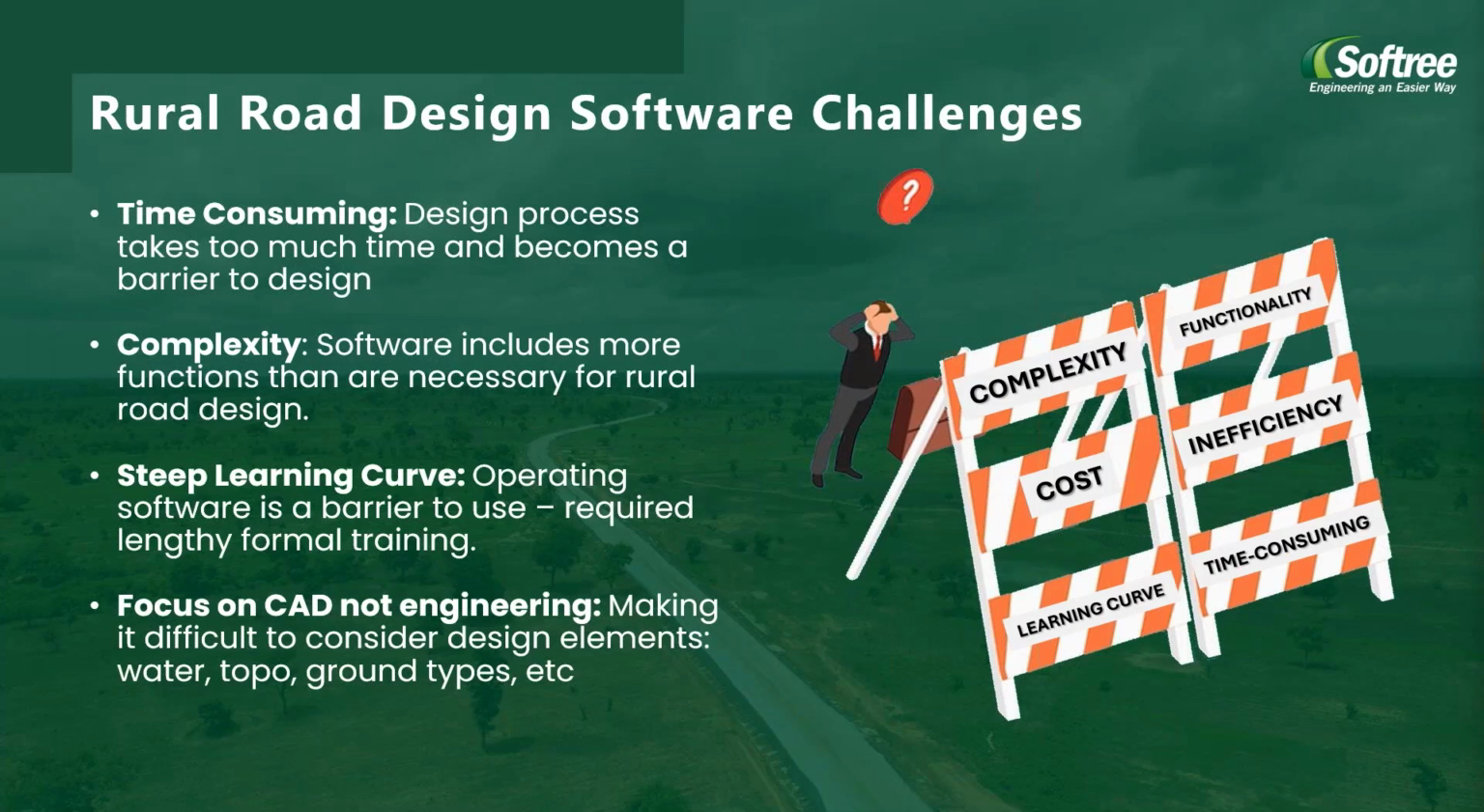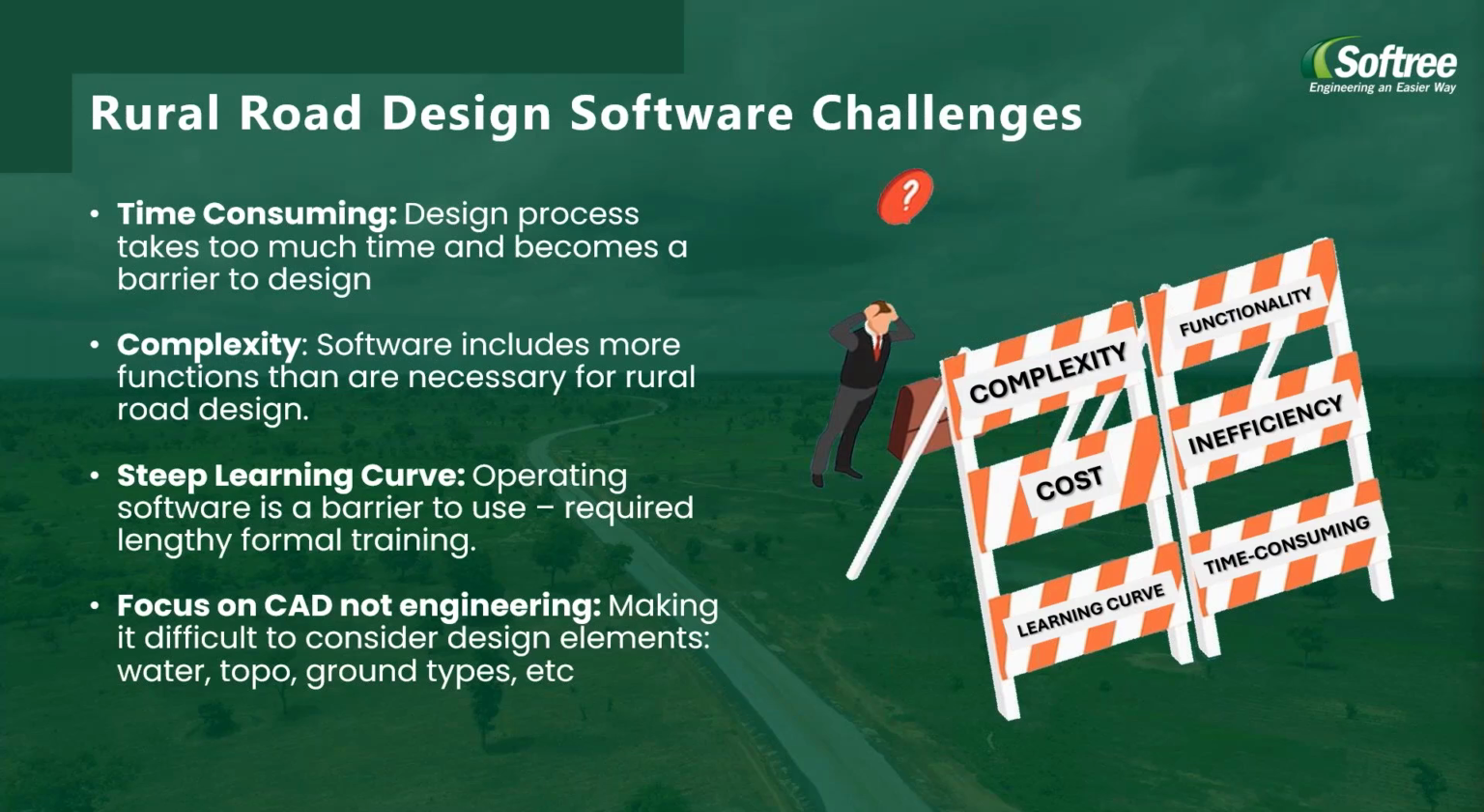Furthermore, complexity. Software, especially design and civil engineering software, tends to include a lot more functions than are actually necessary for a rural road. It's the same software that you could design a highway interchange with, and it offers a lot more complexity than is needed. With this complexity, of course, comes a very steep learning curve. Operating the software then becomes a barrier to use, as formal training invested over months and even years really becomes one of the prerequisites in order to operate it properly.